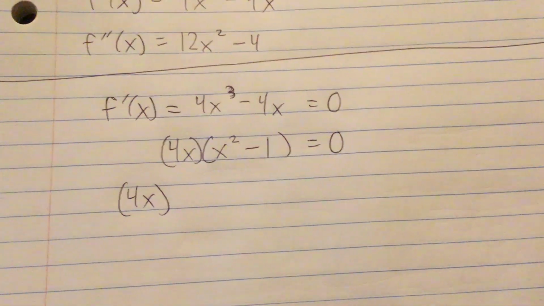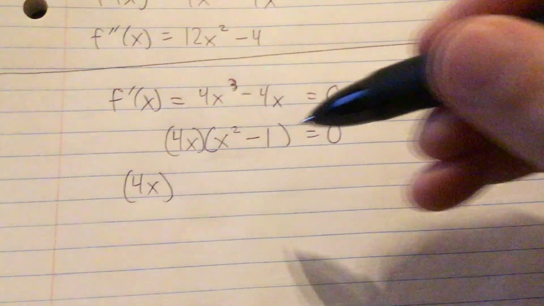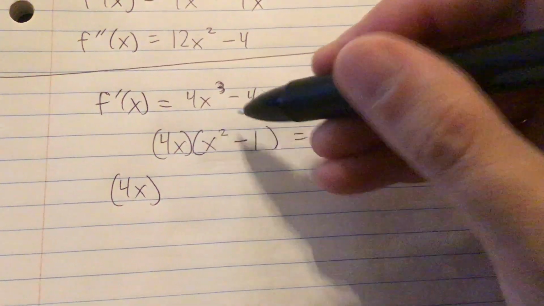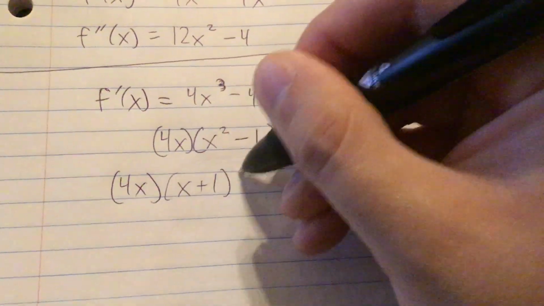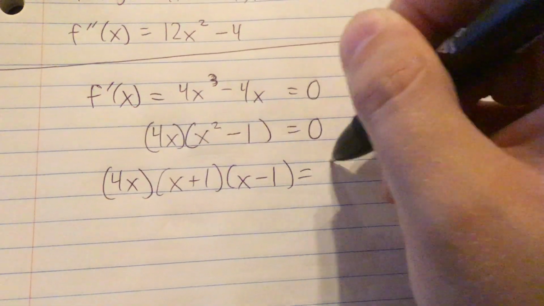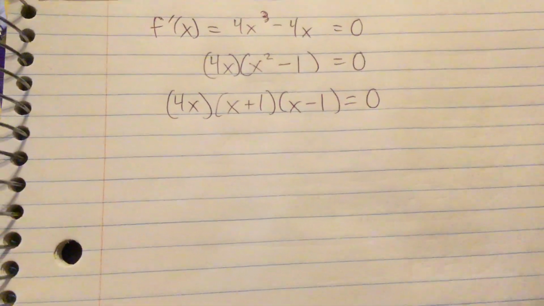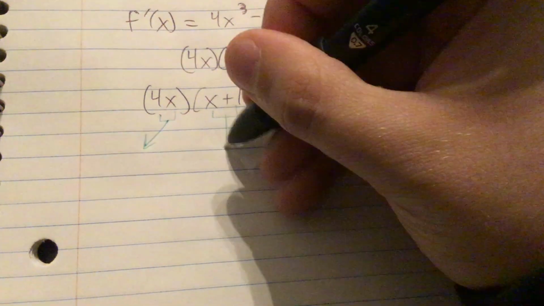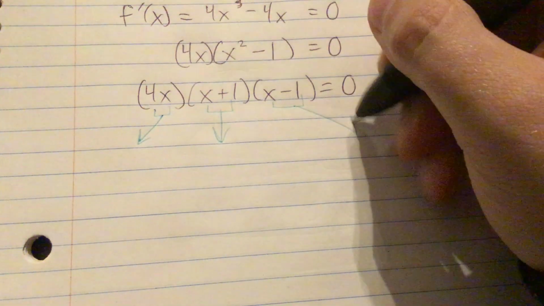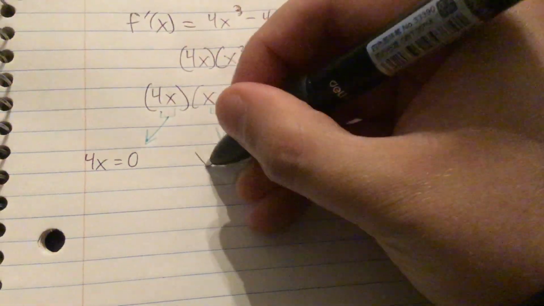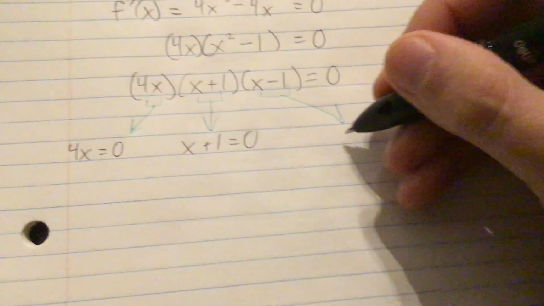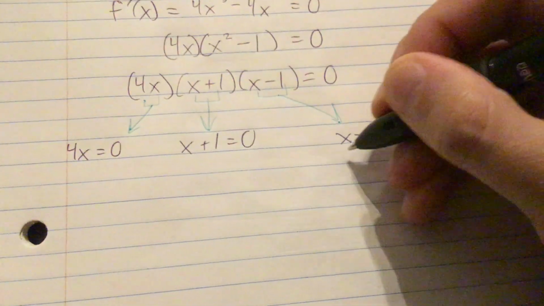if you remember conjugates, the difference of two squares can be broken up into the square root of x squared and the square root of 1. So that'd be x plus 1, x minus 1 is equal to 0. So then I break this up into 3 cases. So either 4x is equal to 0, x plus 1 is equal to 0, or x minus 1 is equal to 0.